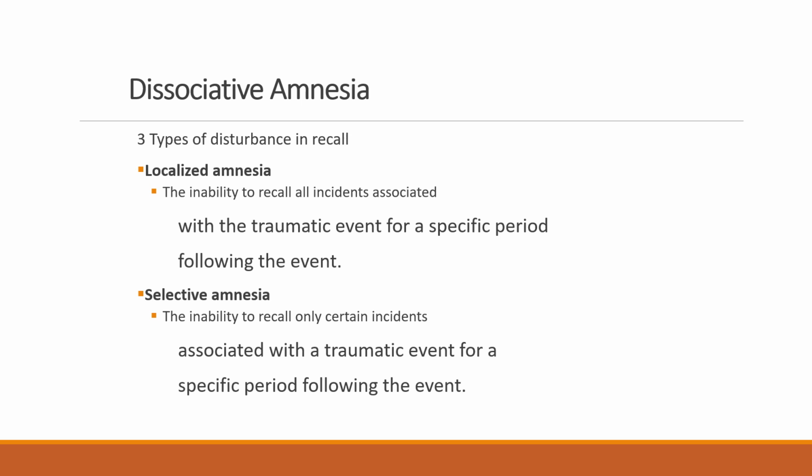All right, so there's three different types of dissociative amnesia. The first one is called localized amnesia, and that's when you can't recall everything about a traumatic event. This isn't like you don't know anything about yourself or your life. You just can't recall anything related to the trauma that you experienced for a specific period. Then the second one, similar but different, is selective amnesia, and that's when you can recall only certain incidents associated with the traumatic event.